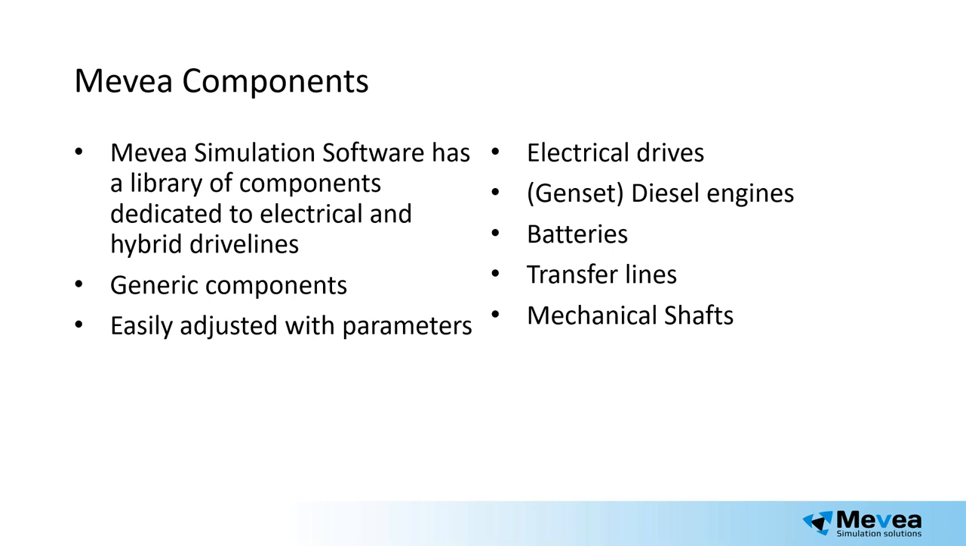The component library consists of electrical drivelines, diesel engines as a part of a generator set for hybrid drivelines. We have energy storage component included, mainly modeled after a battery. And then we have electrical transfer lines modeled as well as mechanical shafts as a sort of interface between the diesel engine and a genset electrical drive, or if we need to drive, for example, hydraulic pumps directly.